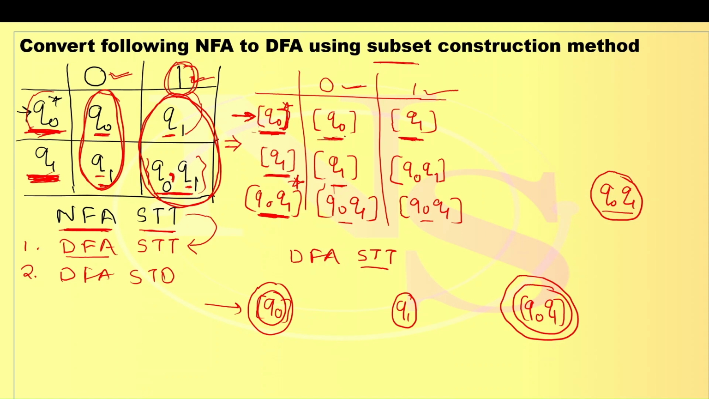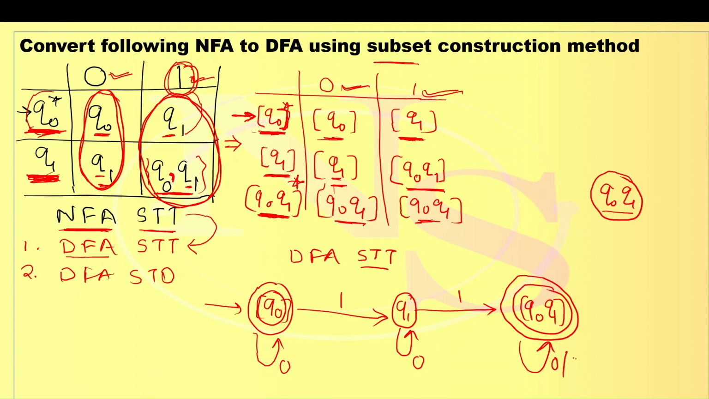Then q0 on 0 goes to q0. q0 on 1 goes to q1. I have explained how to derive the diagram from the table in one of the basic videos. The link is given above. So this q0 row is completed. q1 on 0 goes to q1, so a self loop. q1 on 1 goes to q0, q1. So one transition. q0, q1 goes to q0, q1 on 0 and goes to the same state on 1. So it will be a self loop.